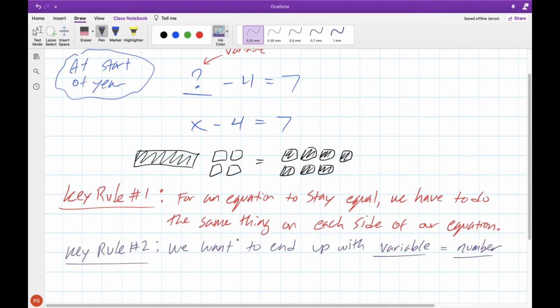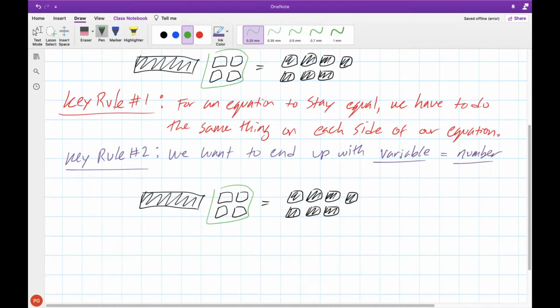The other key rule is that in order to solve an equation, to figure out what this variable is, we have to end up with our variable equals some number. So no other mixing or anything here. You'll notice here we've got a variable and a number equals another number. That's no good. So in this case, what we need to do is we need to get rid of this piece right here. This is in the way of giving us variable equals number. And in order to do that, to get rid of this piece, we have to do something to this side of the equation, but then do the same to the other side.